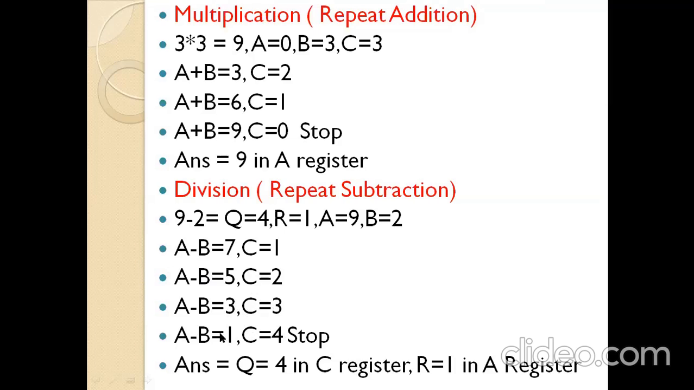After that, now A value is 1, B value is 2. So we cannot subtract. So you have to stop the process. So now Q is equal to 4, it is in the C register. Next, remainder is equal to 1, it is available in the A register. This is the output. Quotient is 4, it is available in the C register. Remainder is equal to 1, it is available in the A register. This is the process for division.